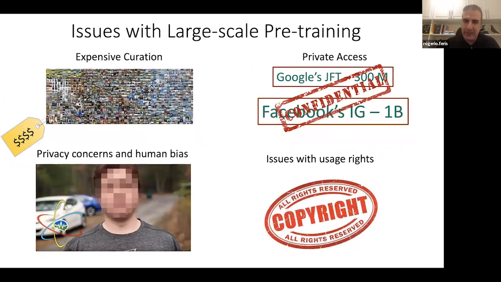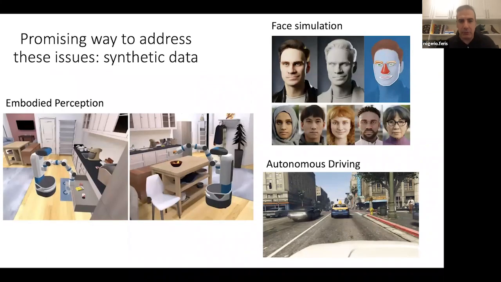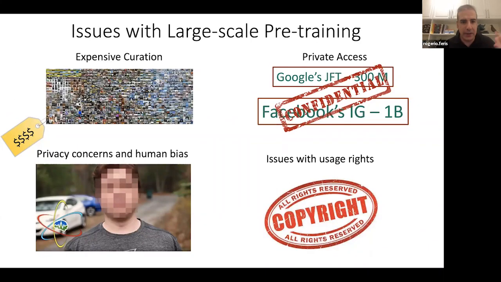But despite this accuracy improvement, this large-scale pre-training comes with shortcomings. First, the expensive curation. As you know, labeling data is tedious and costly. And not only that, we have data sets like Google JFT or Instagram 3 billion. These are proprietary data sets. So we have great pre-trained models, but we cannot access the data. And there are also other concerns like privacy, human bias, and issues with usage rights and copyright.